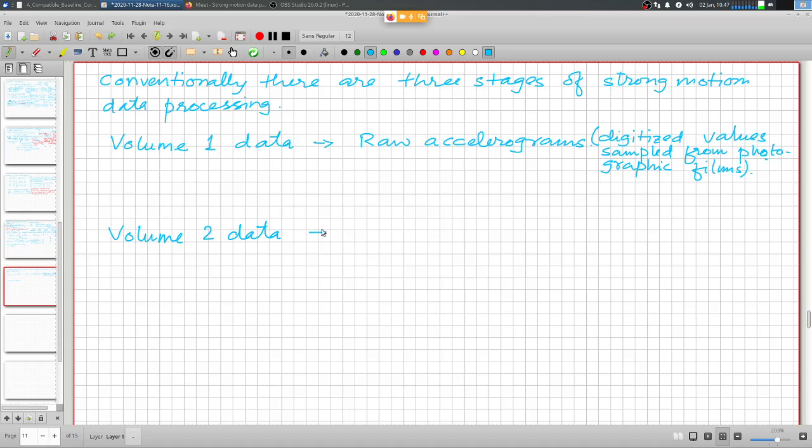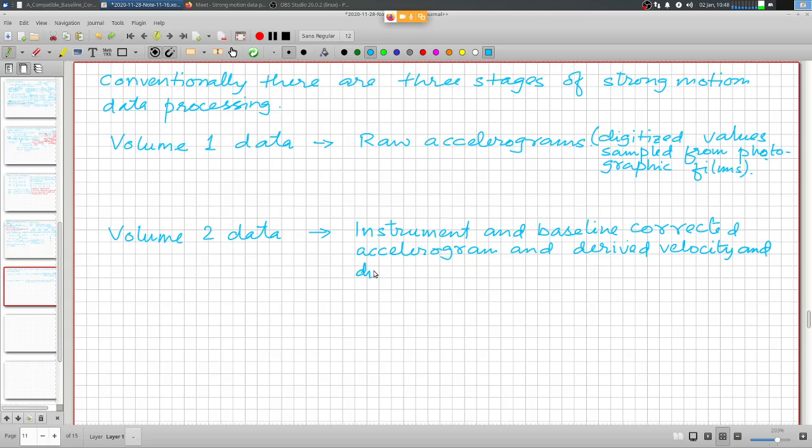From this, volume 2 data is derived: the instrument and baseline corrected accelerogram, and derived velocity and displacement time histories.